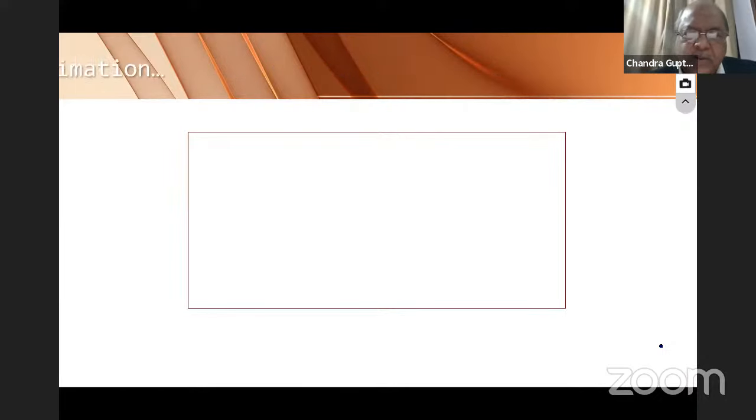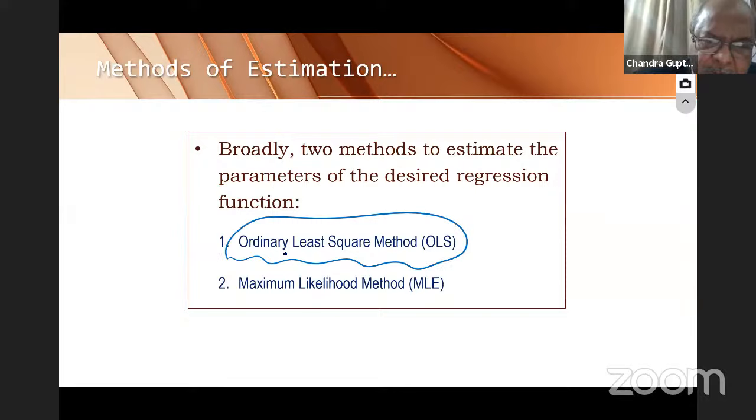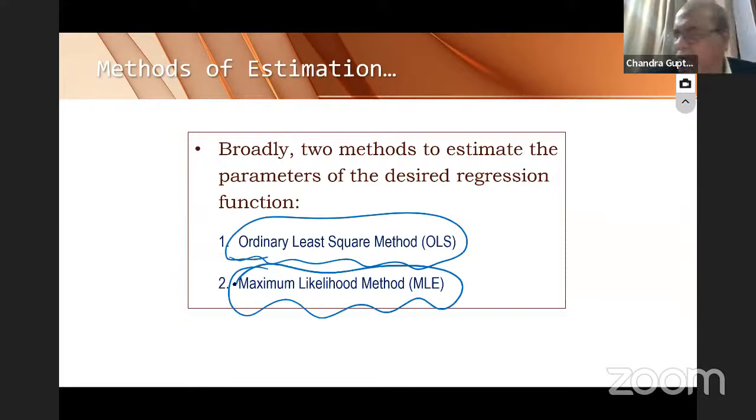The challenge is how to estimate the values of alpha and beta. For that, we can make use of either OLS, the ordinary least squares method, or the maximum likelihood method. For the simple regression model, both give the same results. We will concentrate on OLS, and most software uses OLS by default.